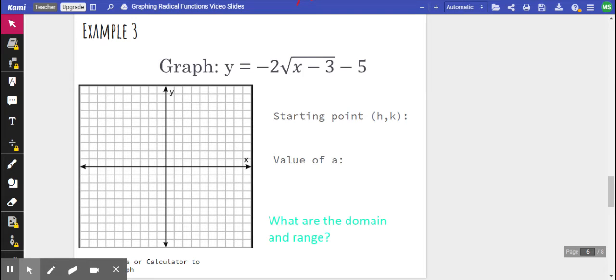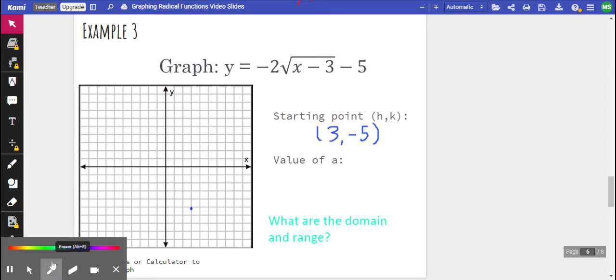Example number 3, we have some similar things happening with h and k, but now we have a -2, which is going to throw kind of a wrench into our work here. So first off, we have 3, -5 as our starting point, opposite of the -3, same as the -5. So 3, -5, 1, 2, 3, 4, 5 would be that point in blue right there.